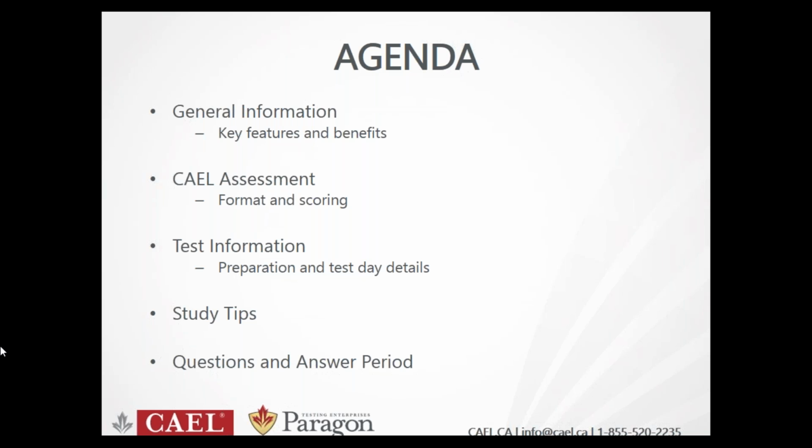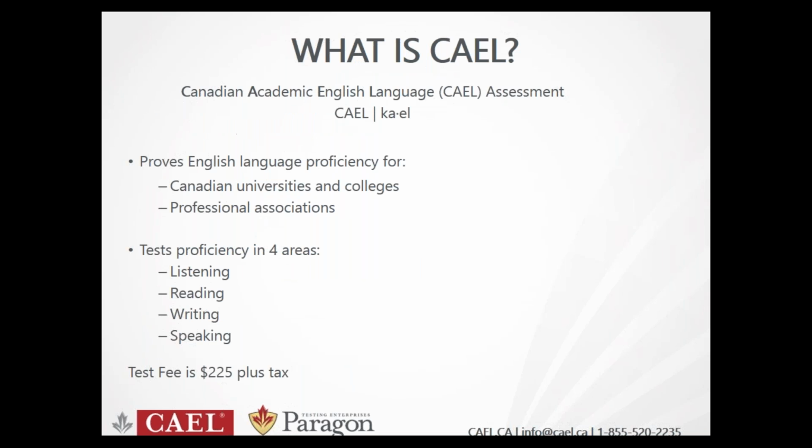Perfect. Well, let's go ahead and get started on the actual information. We're going to start with the very basics, just in case this is the first time you've heard about CAEL. So what is CAEL? It is the Canadian Academic English Language Assessment, and it is pronounced CAEL. So you're never going to be asked on the test, what does CAEL stand for? How do you pronounce CAEL? We do get a couple different pronunciations, like SAIL, for example, but it is pronounced CAEL. But again, you're never going to be asked any of that information on the test, just in case you want to know. There it is for you.